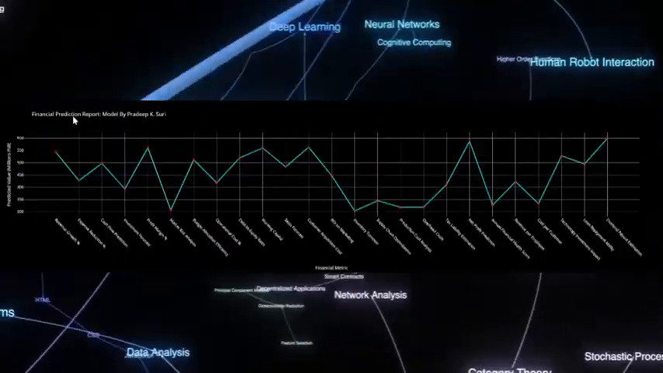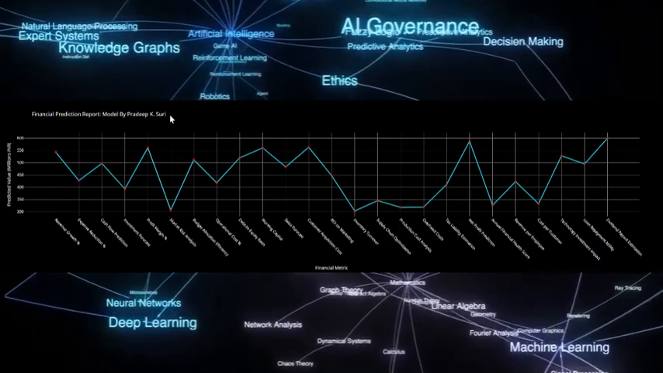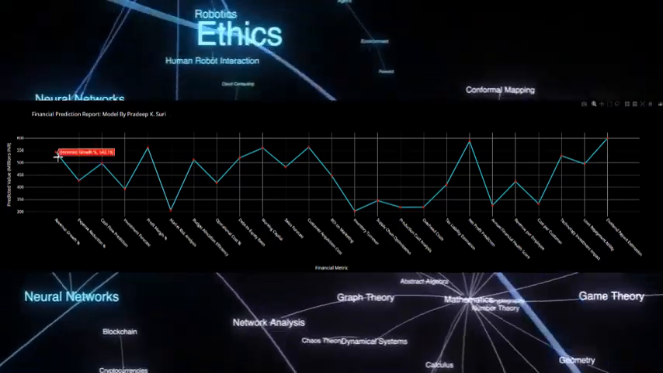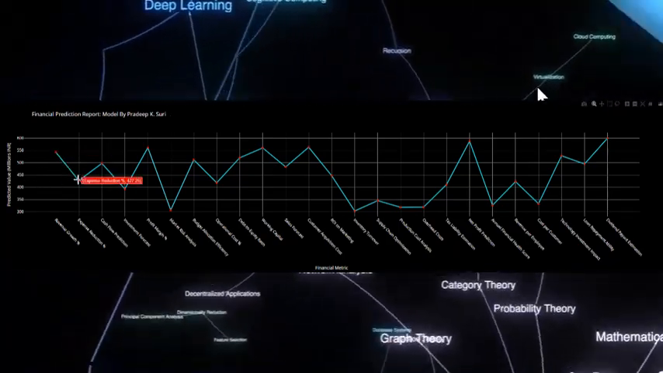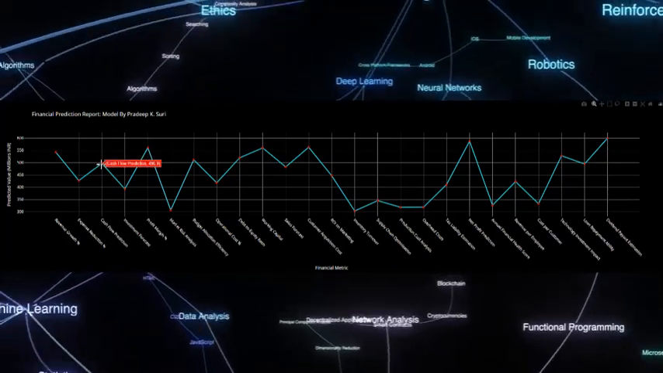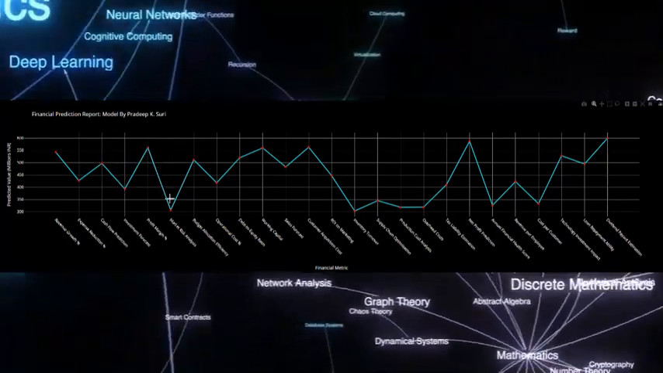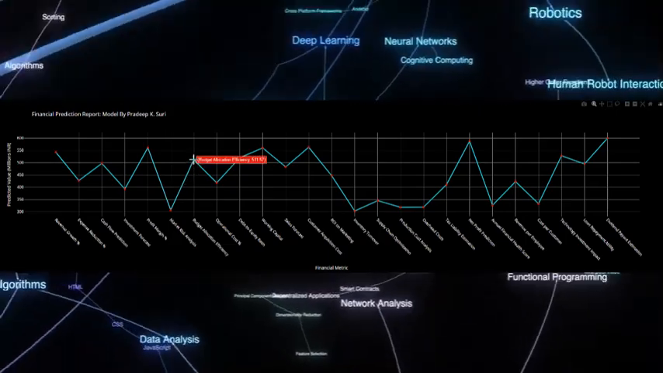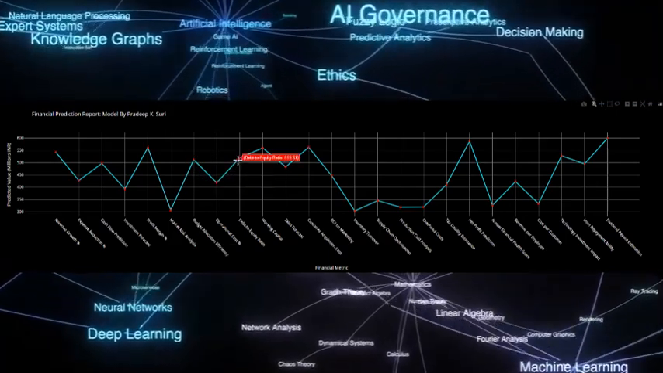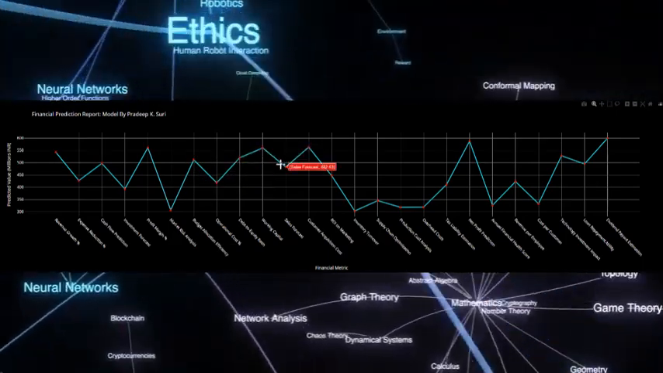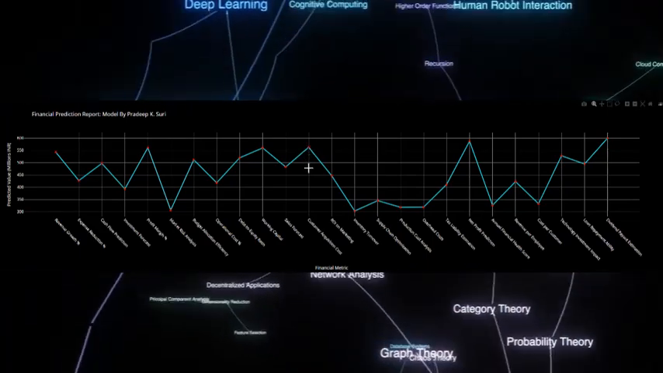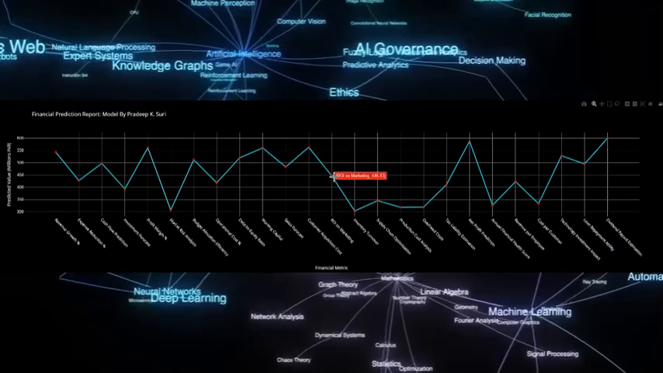Explanation of the financial prediction line chart. Overview. The line chart visualizes financial predictions for various financial metrics. The x-axis represents different financial metrics. The y-axis represents predicted values in millions of INR. The cyan line connects the predicted values for each metric. The red markers indicate the exact predicted values.